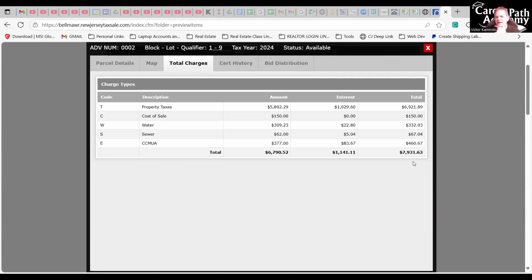So you would need to have $7,931.63 to win this auction. If you win the auction, that's what you would need to pay right away. So you need to have that money to pay right away. These are the current outstanding charges, but what about the new charges that are going to be going on to the home? Who's responsible for that? Or that will be on the next, like, how does that work?